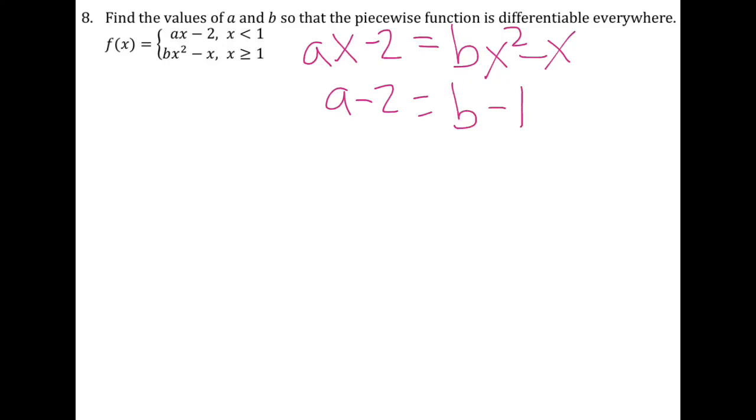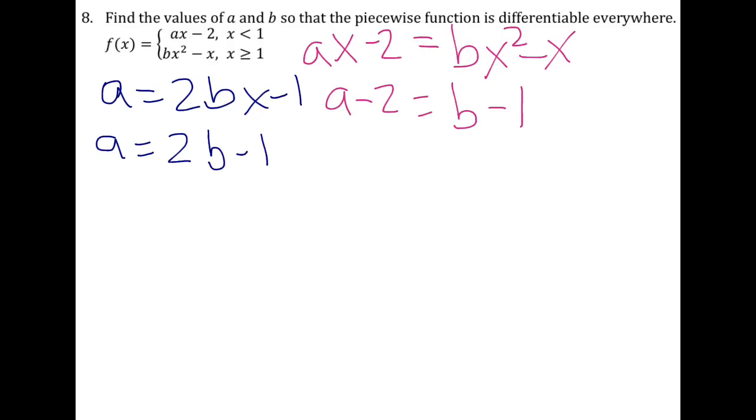And we also need the derivatives to be equal at x equals 1. So the derivative of ax minus 2 is simply a, and the derivative of bx squared is 2bx. But we have minus x, so it's also minus 1 there. So the derivative of bx squared minus x is 2bx minus 1. And now we need to substitute 1 in for x, so we get a equals 2b minus 1.